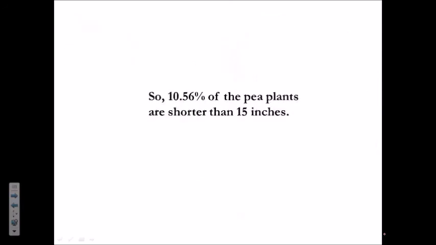So 10.56% of the pea plants are shorter than 15 inches.